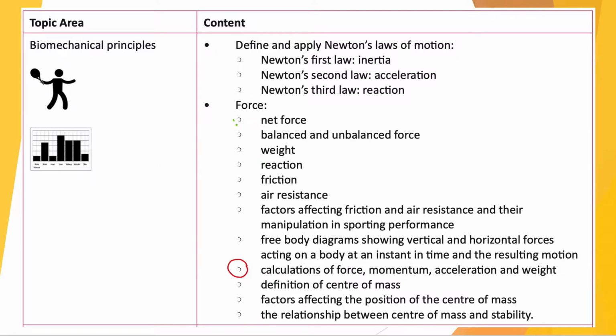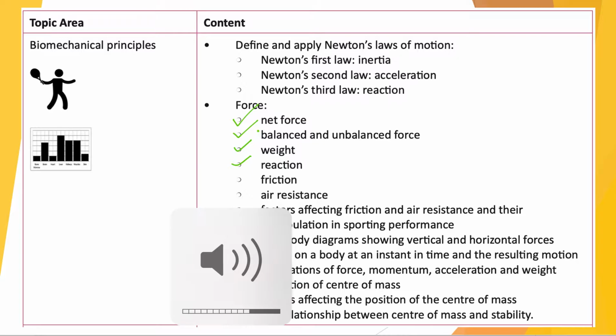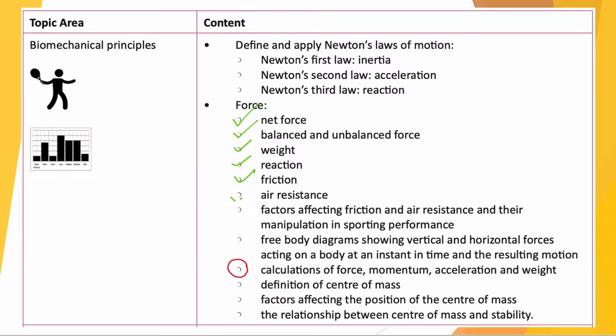That means we've already covered net force, balanced and unbalanced forces, weight, reaction, friction, air resistance, factors affecting friction and air resistance, and then manipulation in sports performance. We've looked at free body diagrams showing vertical and horizontal forces, definition of centre of mass, factors that affect the position of centre of mass, and the relationship between centre of mass and stability.